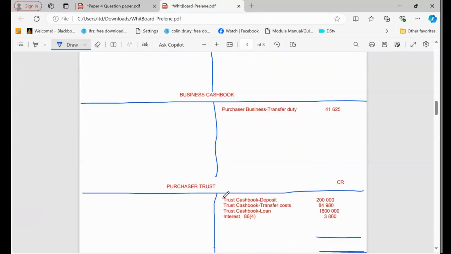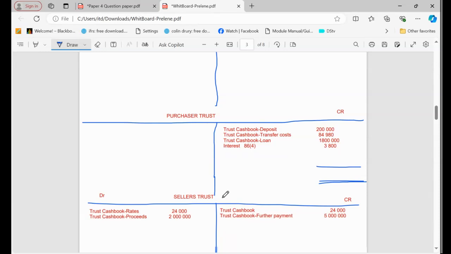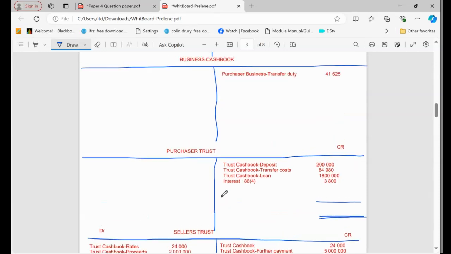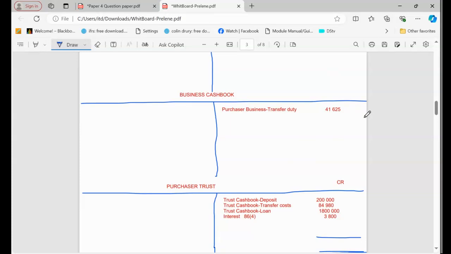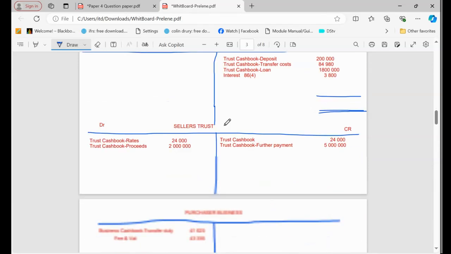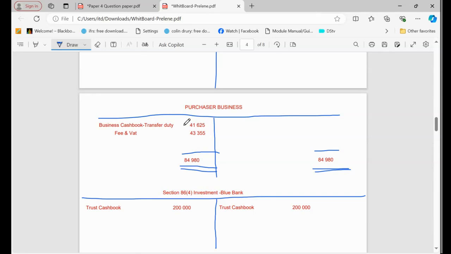Why did I put transfer duty on the debit side? I think there's a glitch on your system, because if you put the purchaser business ledger on the BCB, then it must come here. Okay, I wrote it wrong then. BCB transfer duty. Okay, I think it's right now. And then go to the buyer's trust, the purchaser's trust ledger.